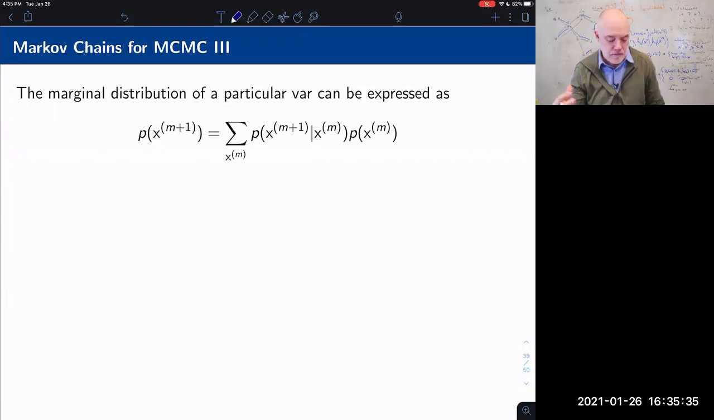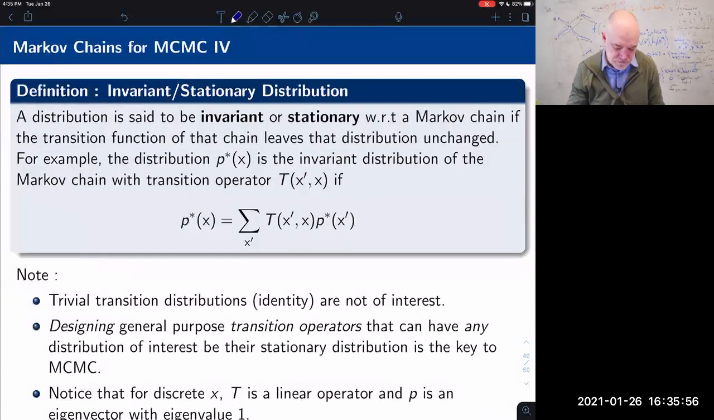So in a Markov chain, the marginal distribution of a particular variable can be expressed in the following way. It's just a marginalization over the previous value. So P of x_{m+1} is just the sum over all of the x_m values pushed through the transition operator, or the conditional probability distribution of x_{m+1} given x_m. Okay, this is probably the most important characteristic of a Markov chain.